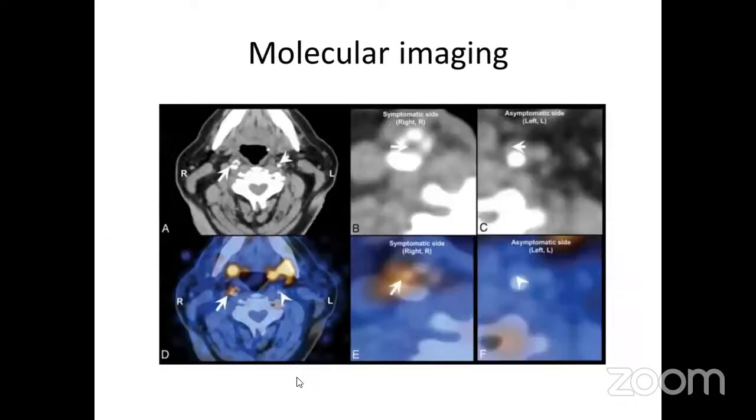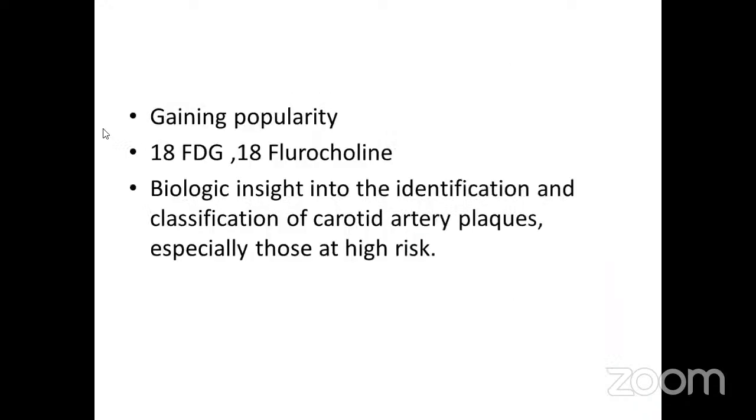Coming to molecular imaging, which is gaining popularity, it uses either 18-FDG PET or fluorocholine. In a patient with stroke, we can see the right-sided stroke, the right-sided stenosis, and left-sided asymptomatic stenosis. On the right side plaque, there is an activity pickup, which shows the plaque is active. On the asymptomatic left side, there is no activity pickup, which shows that it is an asymptomatic plaque. Molecular imaging is gaining popularity, and 18-FDG and 18-fluorocholine are the tracers used. It can also provide biological insight into the identification and classification of carotid artery plaques, especially those at high risk.